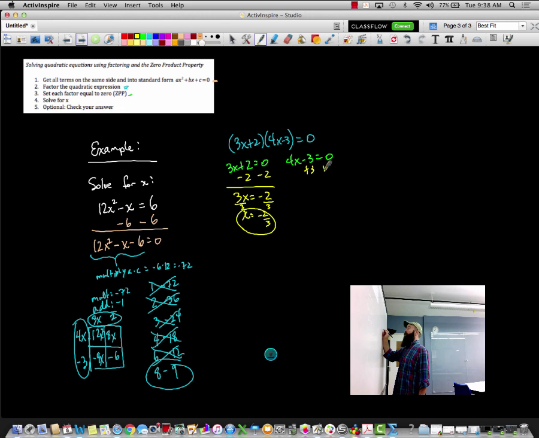And I add 3 to both sides over here. And then divide both sides by 4. So x would be 3/4.